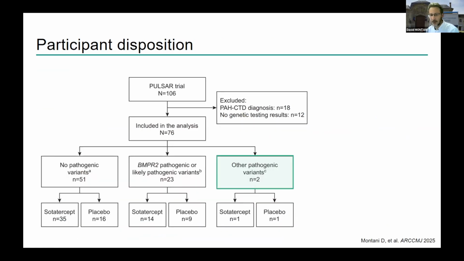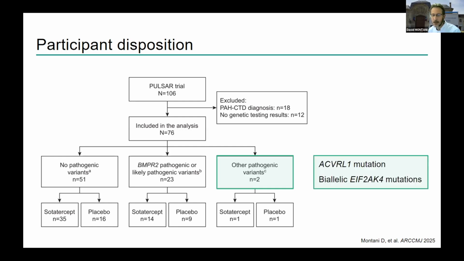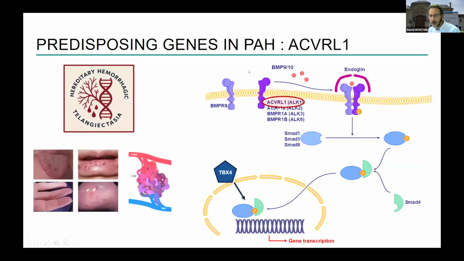Another piece of information from this study is that we identified 2 patients who have a specific pathogenic variant, not BMPR2, but other pathogenic variants. Of course, we cannot draw a definite conclusion based on only one case, but it can give some information for clinicians. We have a patient with an ACVR1 mutation and a patient with a biallelic EIF2AK4 mutation.